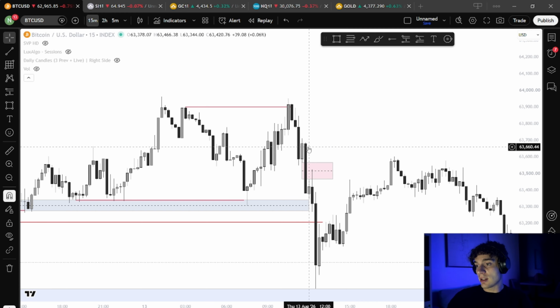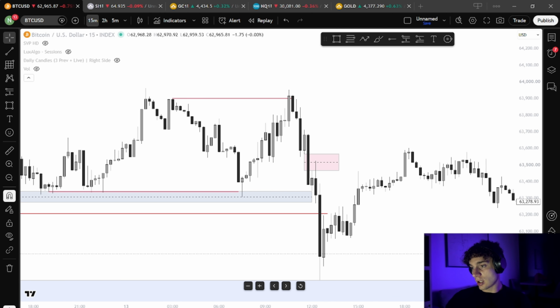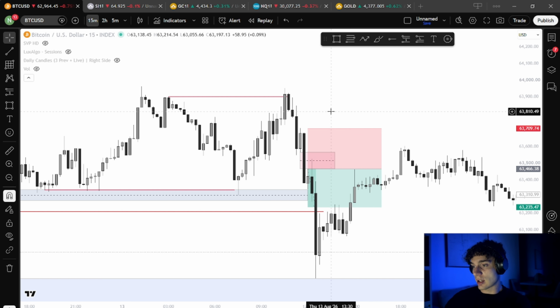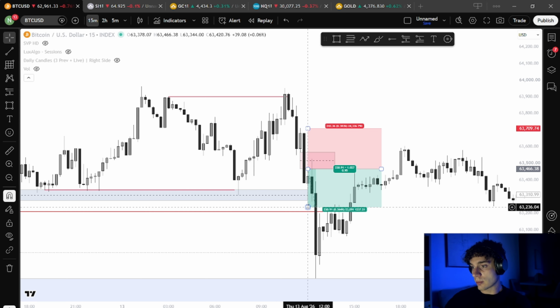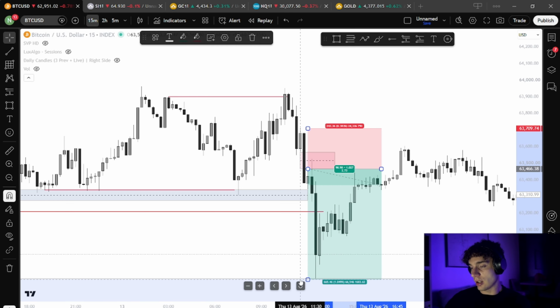And then we had this big bearish candle here. After that big bearish candle, I was looking for this candle to push up to give me a little bit of retracement, and then I placed my short here. My stop loss was above this order block here, and my TP was at this level here.